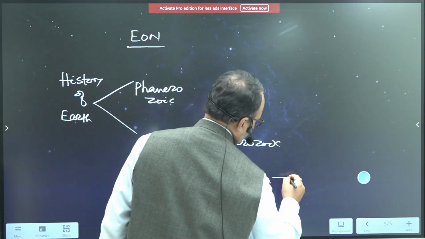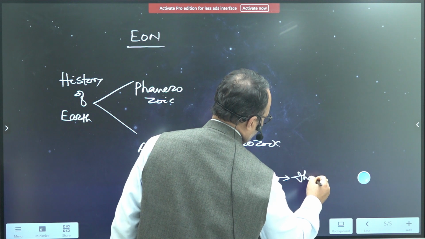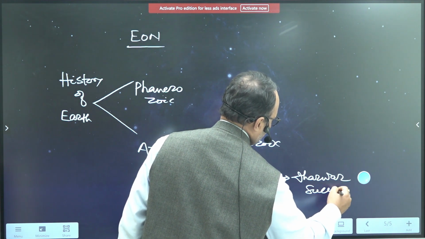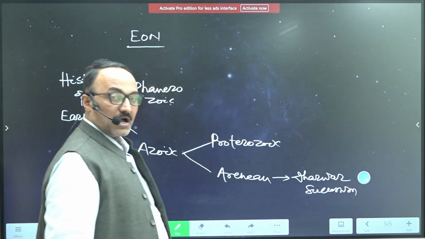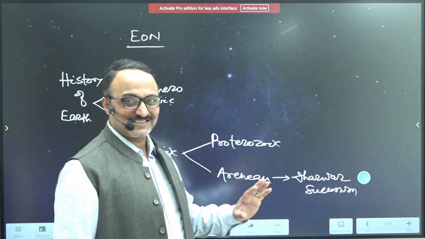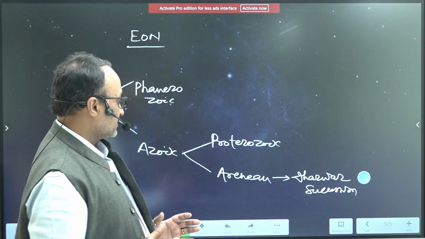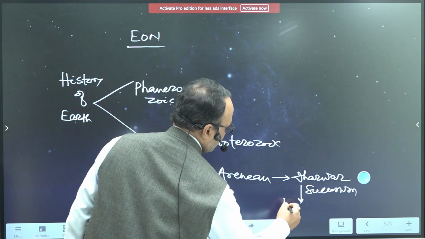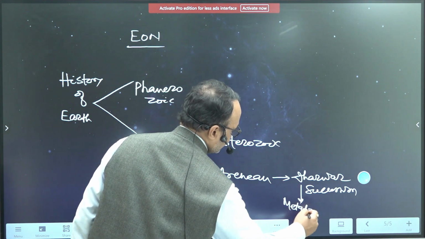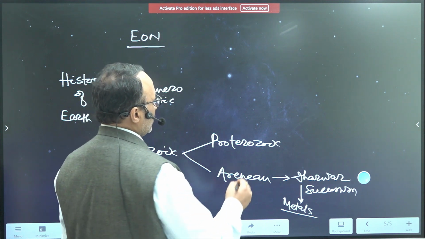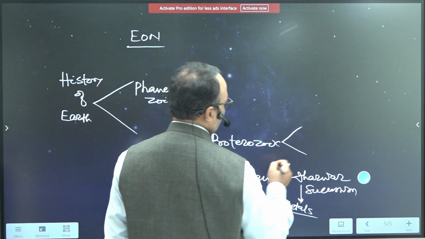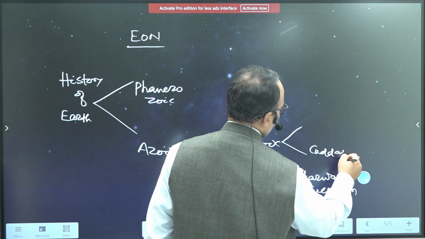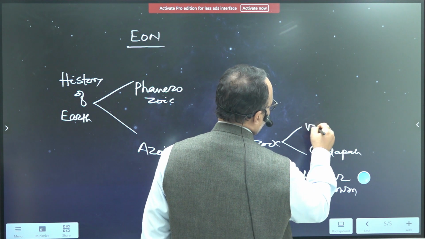In Archean, the Dharwar succession has been attached with this duration of time because the Dharwar succession rocks are those which were eroded from the Archean igneous rock provinces. And these Dharwar successions are the reservoir of metals on a large scale. Now, Proterozoic has further been divided into Kudappa and Vindhyan.